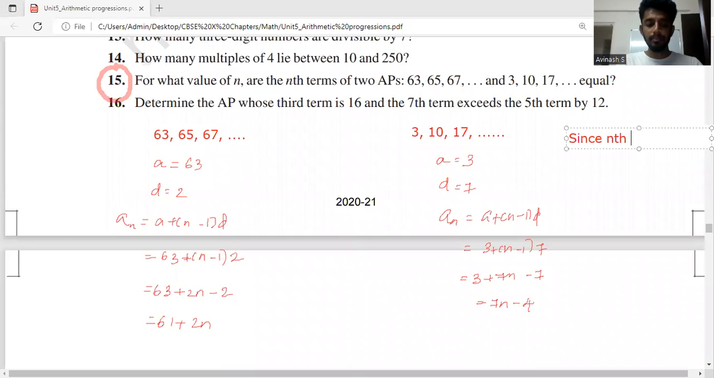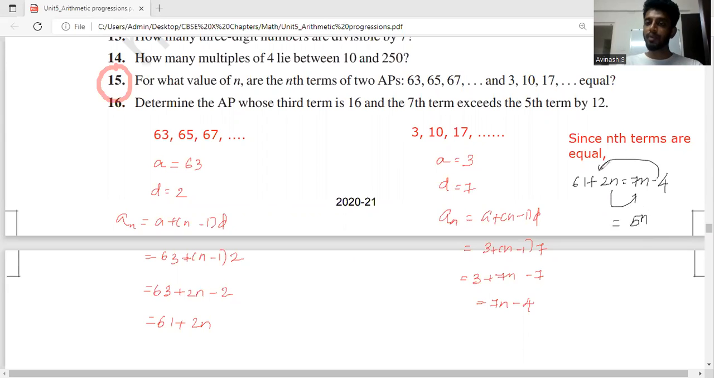That is the last step. Since the nth terms are equal, we can equate both the nth terms. That is 61 plus 2n and 7n minus 4. Now when 2n goes to this side, it becomes 5n, since it gets subtracted, and when minus 4 comes here, it becomes 65. And then n equals 65 divided by 5. We get n equal to 30. So this is something that we need to do.